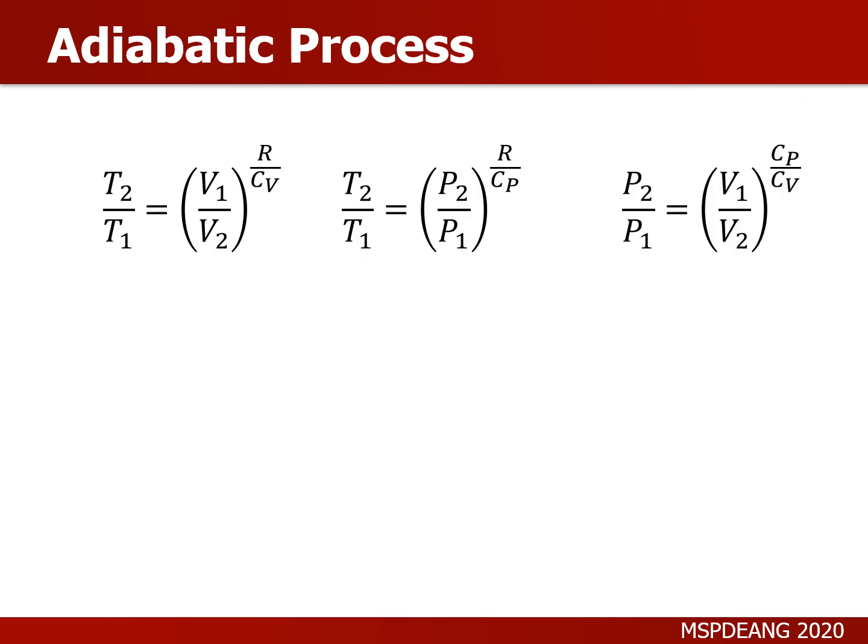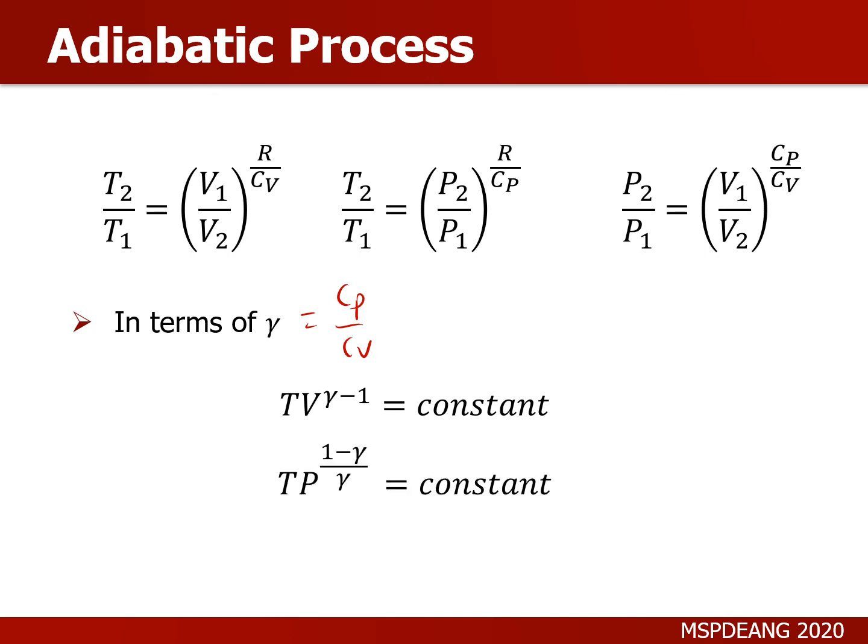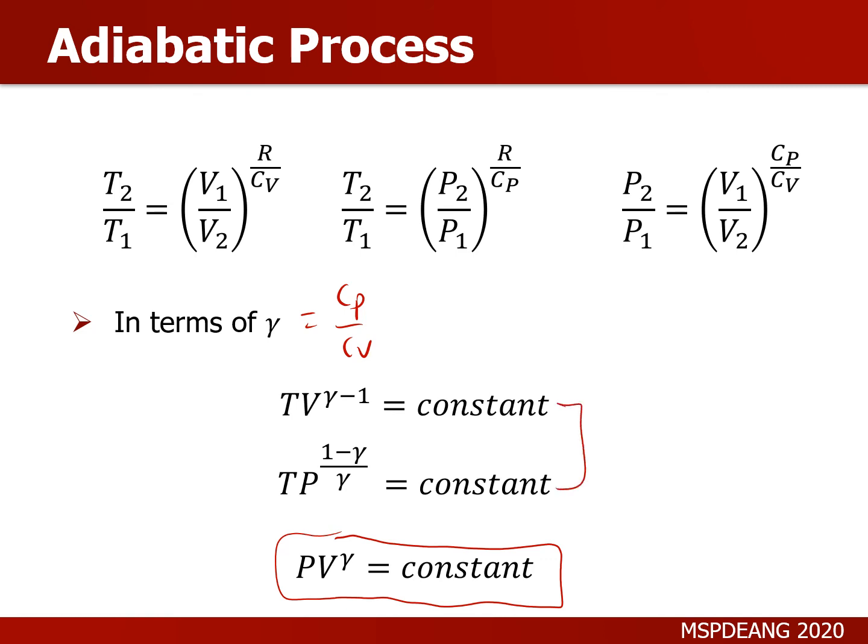So we have these relationships, and in terms of gamma, which is equal to Cp over Cv, you will now get the following. T V raised to gamma minus 1 is constant, T P raised to (1 minus gamma) over gamma is constant, and P V raised to gamma is constant. Typically, this last one is the most used because it is the easiest to remember. Then, just calculate the temperature using the ideal gas law. However, the other two can also be used if you can remember these two equations.